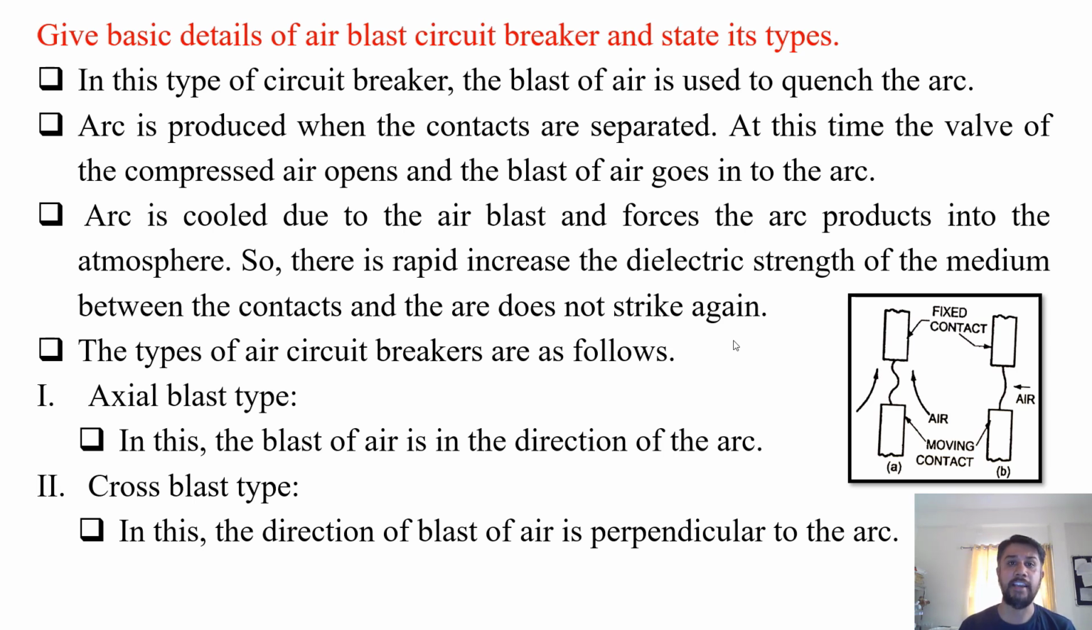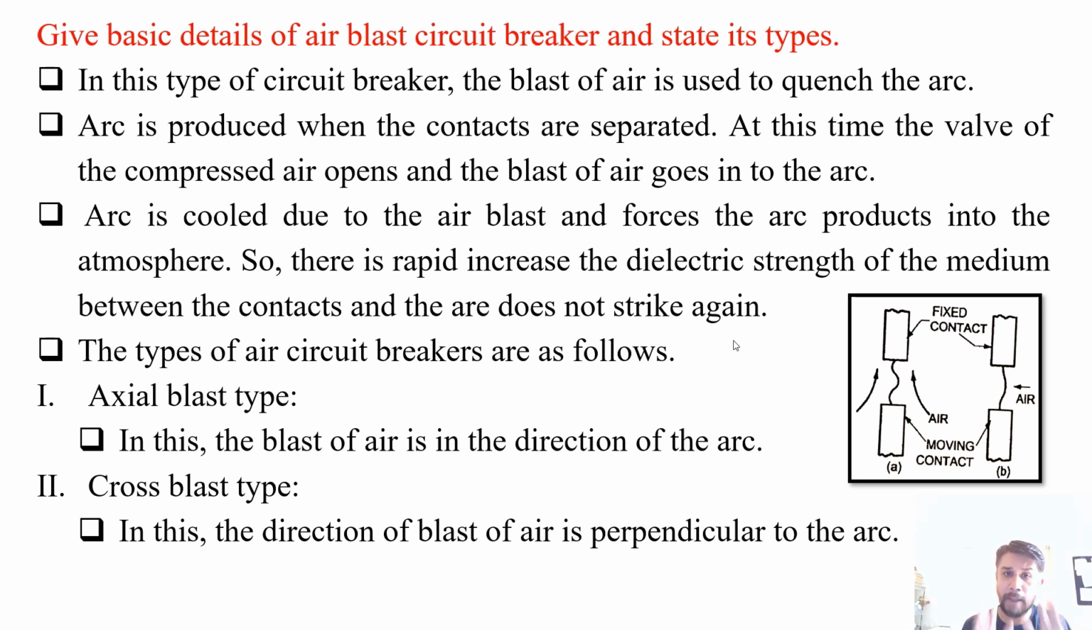Basic details of air blast circuit breaker and state its types. In this type of circuit breaker, the blast of air is used to quench the arc. Arc is produced when the contacts are separated. At this time, the valve of the compressed air opens and the blast of air goes into the arc. Arc is cooled due to the air blast and forces the arc products into the atmosphere.